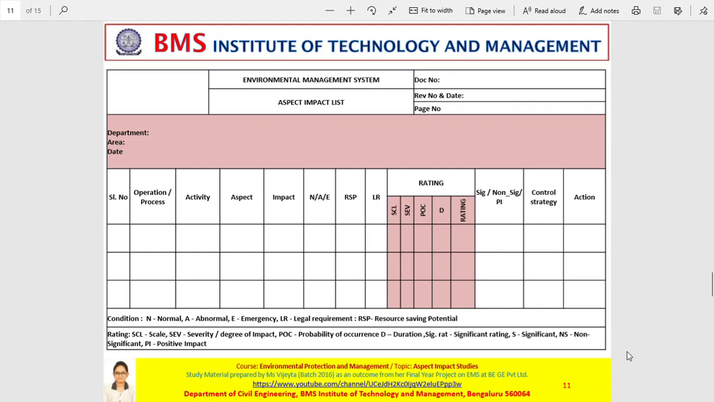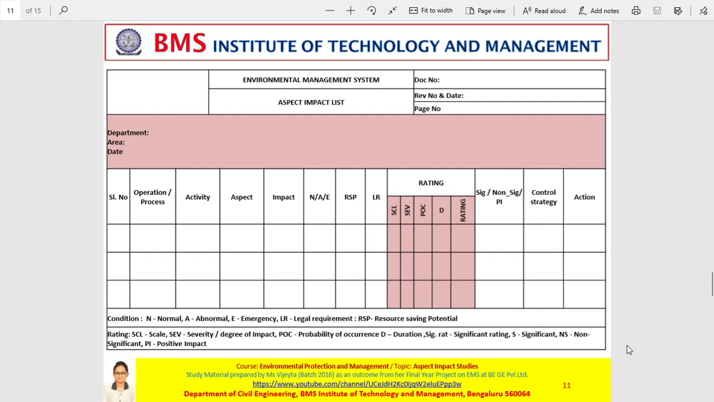The next column shows significant or non-significant or PI. Here, significant depicts significant aspects. Significant aspects imply that the aspect causes a significant impact on the environment and measures have to be adopted in order to reduce or eliminate them. Non-significant implies that the said aspect does not cause any significant impact on the environment. PI depicts positive impact. A particular aspect that does not harm the environment and prevents resource depletion is called positive impact.